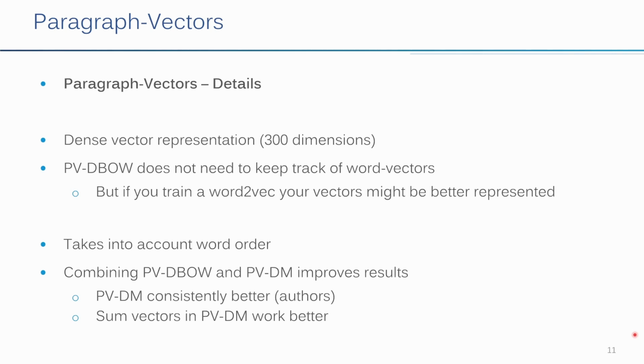On the distributed bag of words, you don't need to keep track of the word vectors since they're not relevant for the prediction. You use them and then you discard. But if you train a Word2Vec model prior to the DBOW model, your word vectors might be better represented.